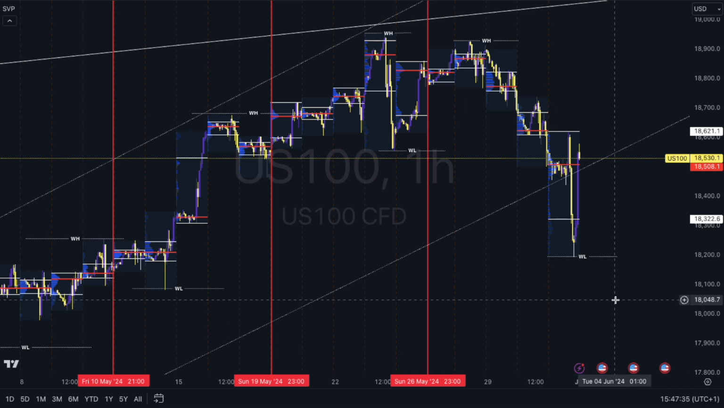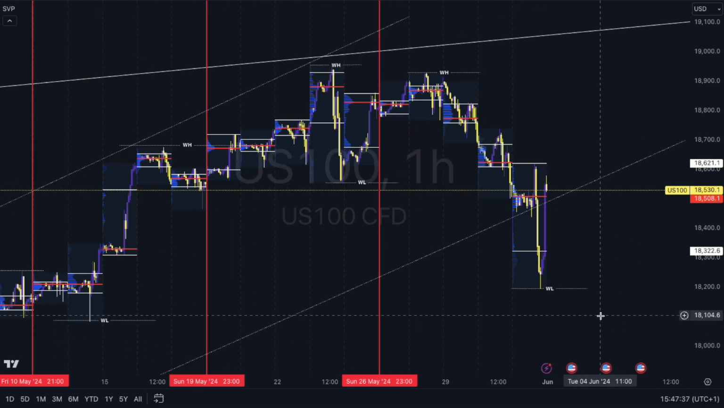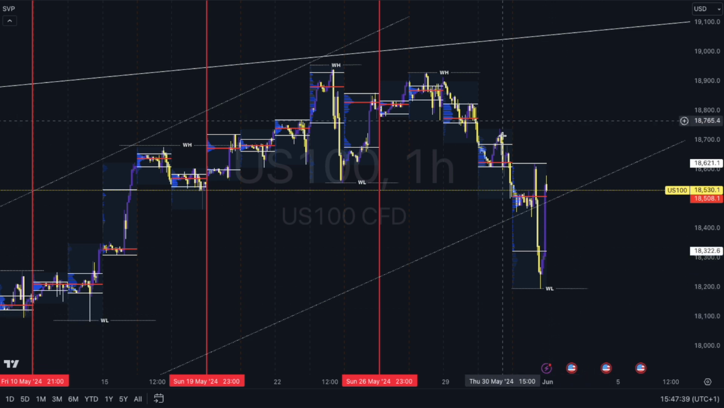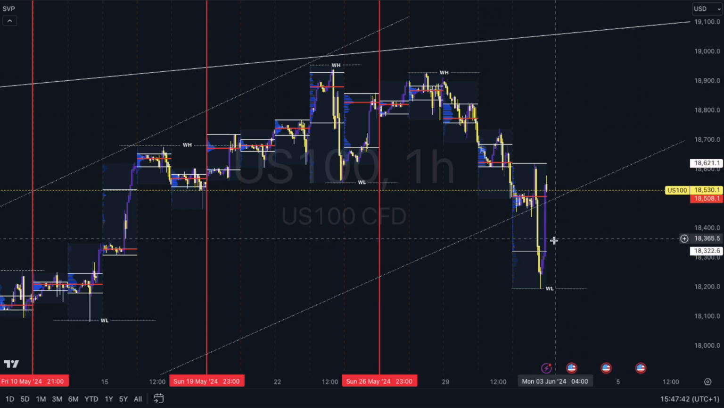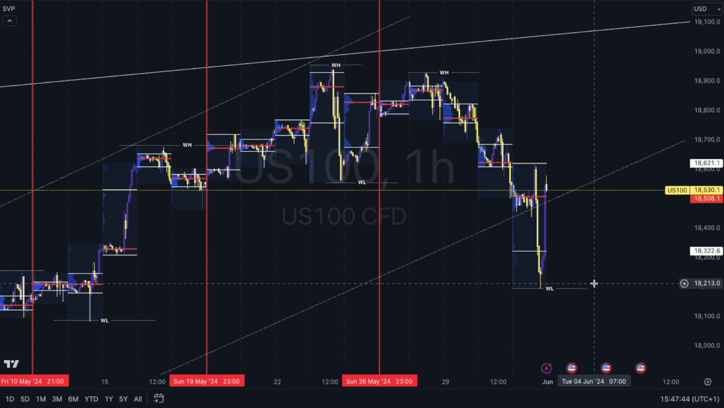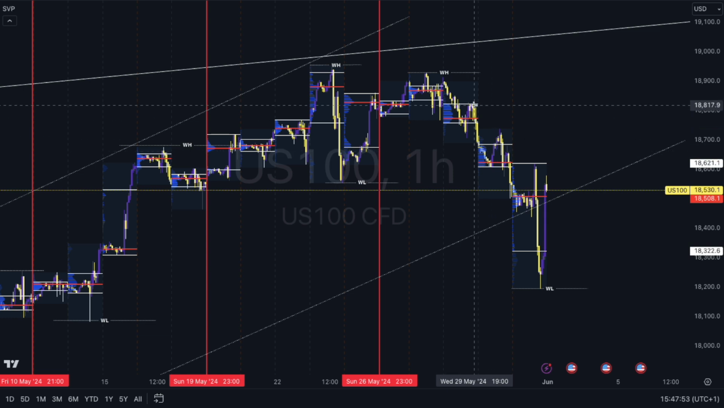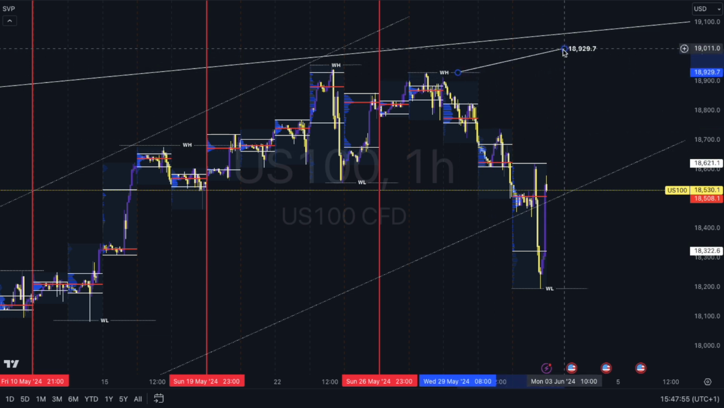And the same rules that I like to go by is if any of these levels are taken out, I am looking for a move in that corresponding direction. So last week the low was taken out, so I was looking for sells, right? That's how this whole thing works. If the upside is taken out, then we're looking for buys, right? So on the buy side, if price closes above 18929.7, we're looking for buys.